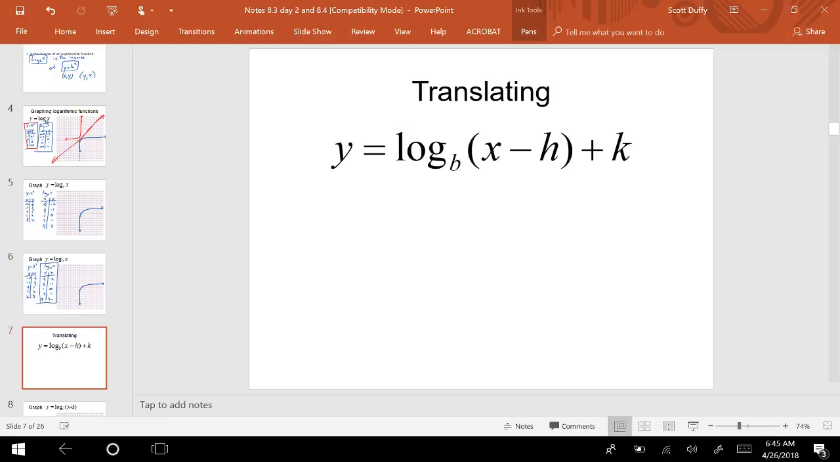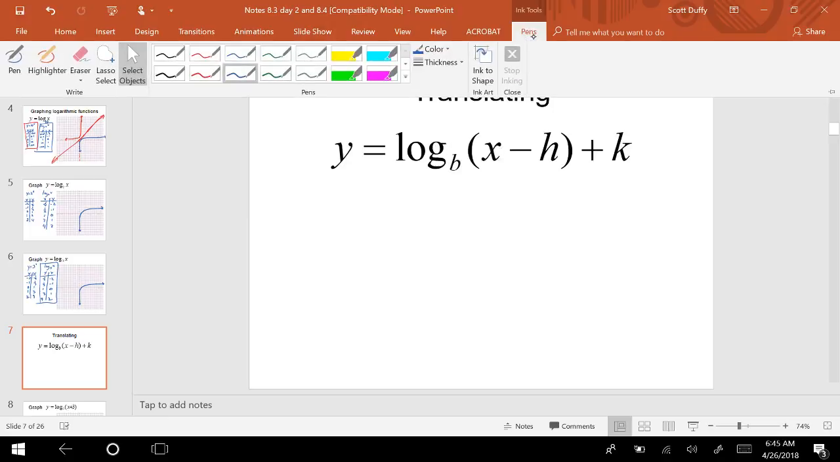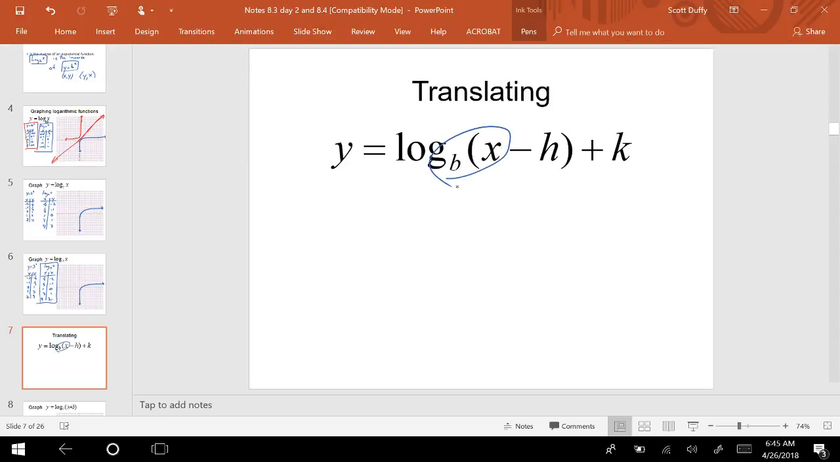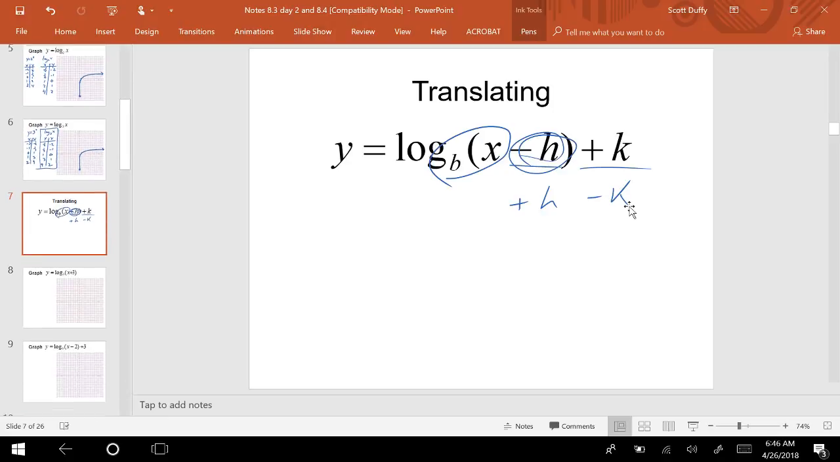Now if I want to translate, what I do is act as if I just have this section, and then I translate left and up. Or, excuse me, if it is right and up, if it was plus h, then it would be left. If it was minus k, then it would be down. So this is how it works.